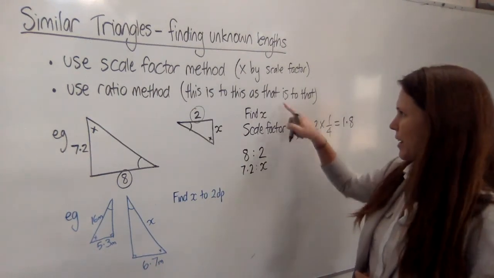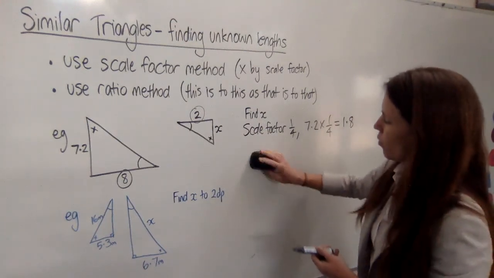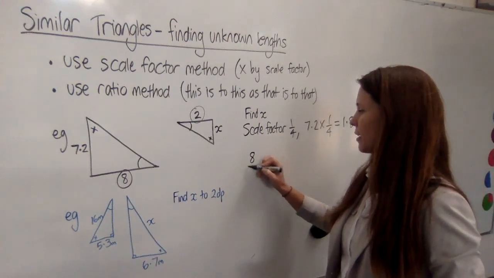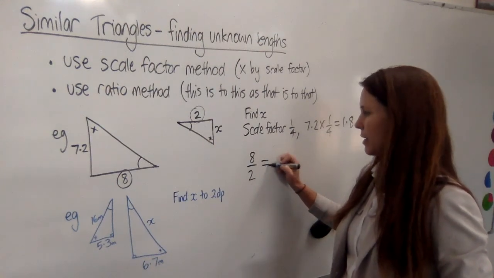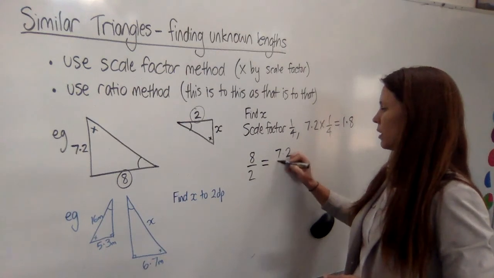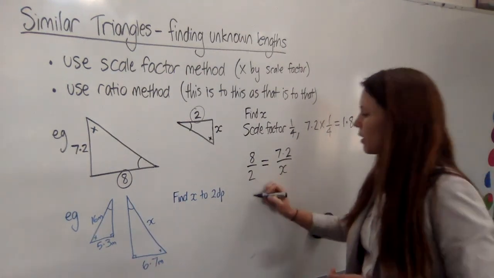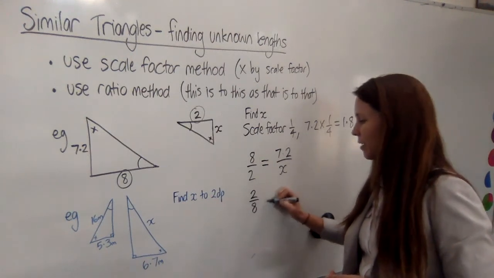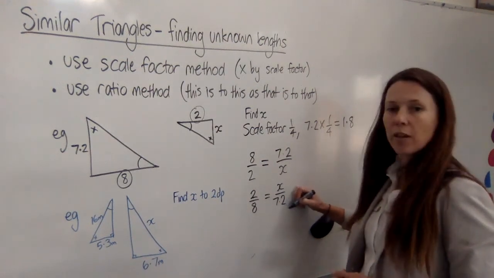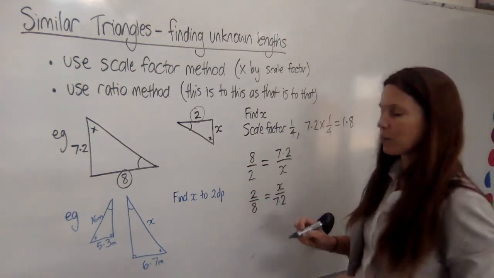Now that's using that is to. But as we've already seen, when you have this situation, it's exactly the same as saying 8 is to 2 as, your as becomes an equal sign, 7.2 is to x. And this is exactly the same as saying 2 is to 8 as x is to 7.2. Notice how in these two statements, each time both sides have been flipped upside down.